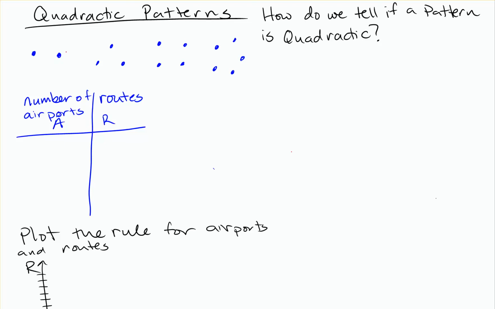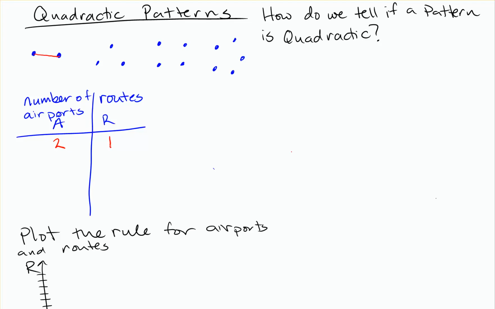And depending on how many dots I have, I've got a bunch of different routes that I can fly between for the different cities. So for instance, for 2 airports, I only have basically one flight that I can take between them. So the number of airports in this case is 2, and the number of routes is 1.